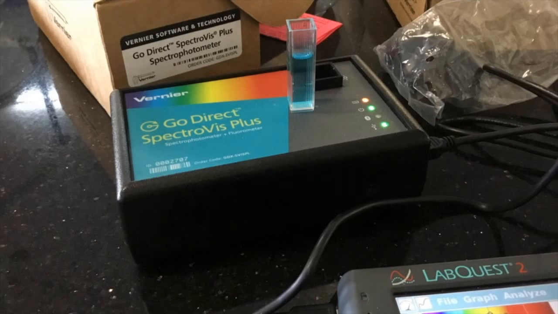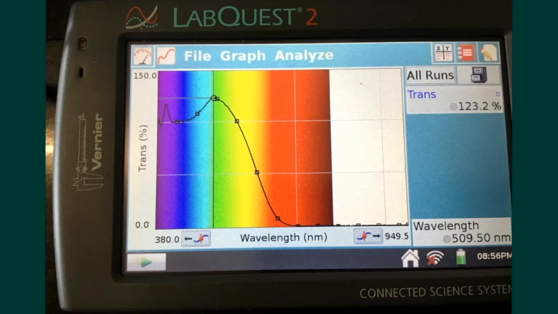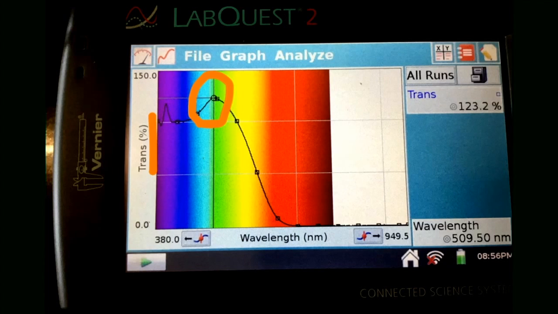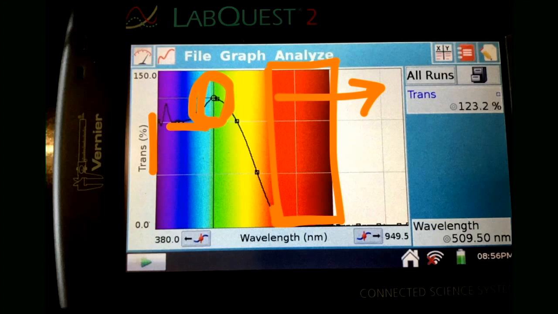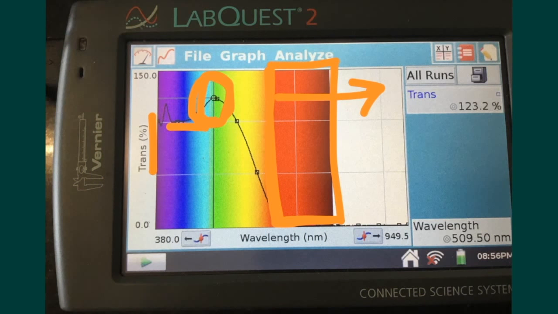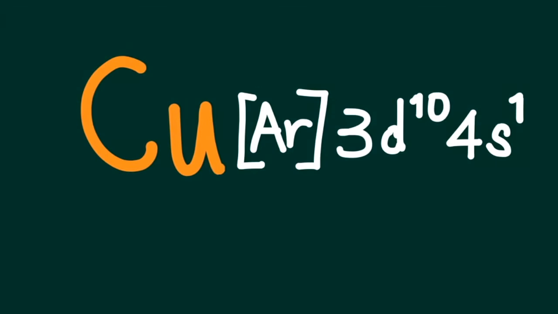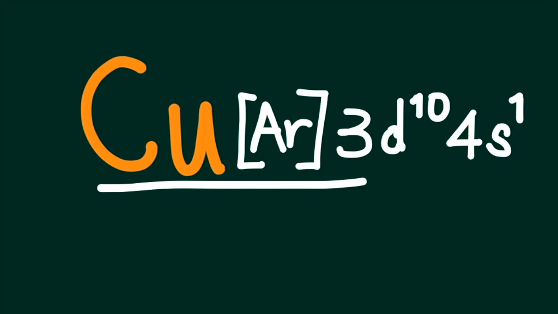Now we place a solution of copper sulfate into the spectrometer. Once again, noting that transmittance is on this axis, we see that a very high amount of blue and violet is transmitted, and you can see here that a huge amount of this orange-red region is entirely missing. It is absorbed. To explain this, we first note the electronic configuration of copper, which is argon core 3d10 4s1.